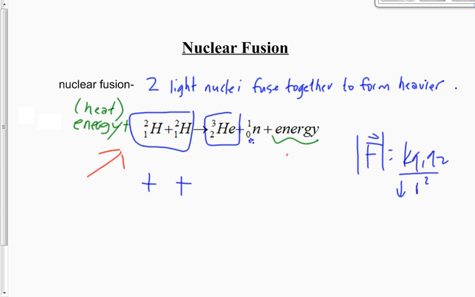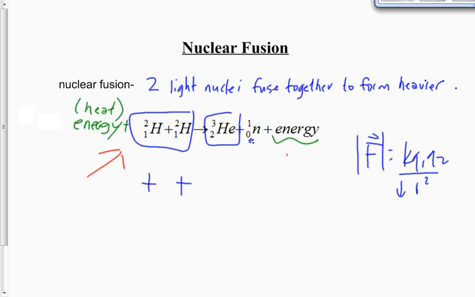Where's the most common place you would see a reaction like this taking place? You see it every day. Good, Ryan, it's the sun. Now, the reaction that takes place in the sun isn't exactly this fusion reaction, but it's like this.